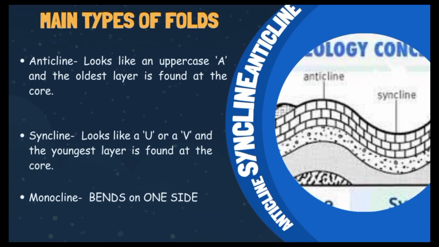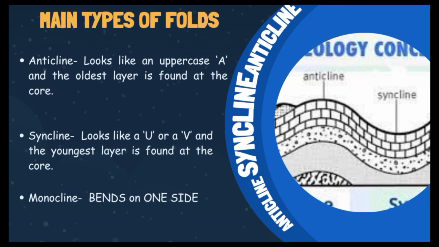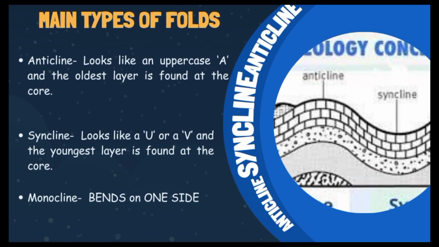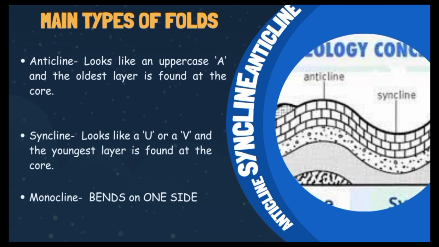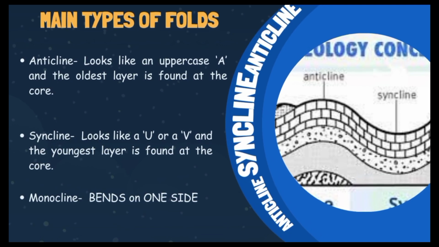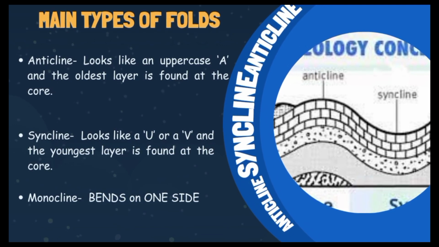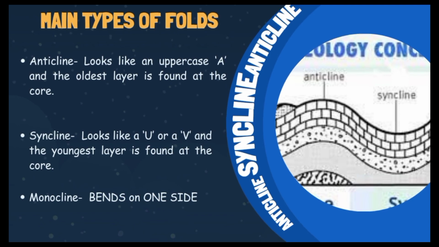Anticlines form from rock layers that were once flat and horizontal. The oldest rocks are at the center. Meanwhile, synclines are V-shaped and the youngest layer is found at the center of the fold. Whereas a monocline, from the word mono, which means one, bends on one side.